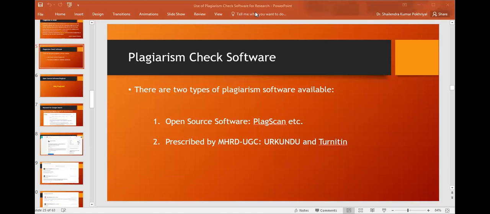So you should be very careful. If you are able to get access to Turnitin, then nothing like that. But Turnitin is very costly, and it is not possible for all universities or institutions to subscribe to Turnitin.